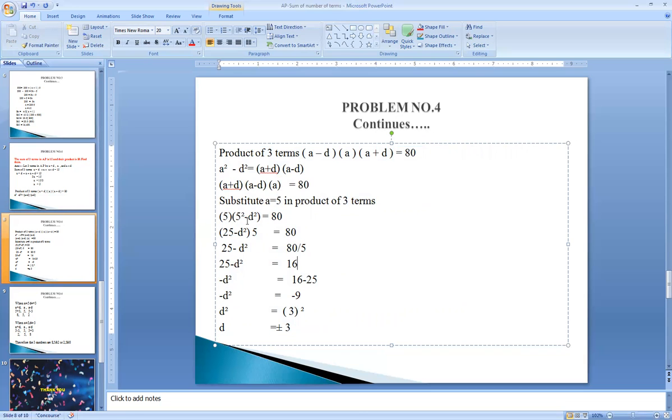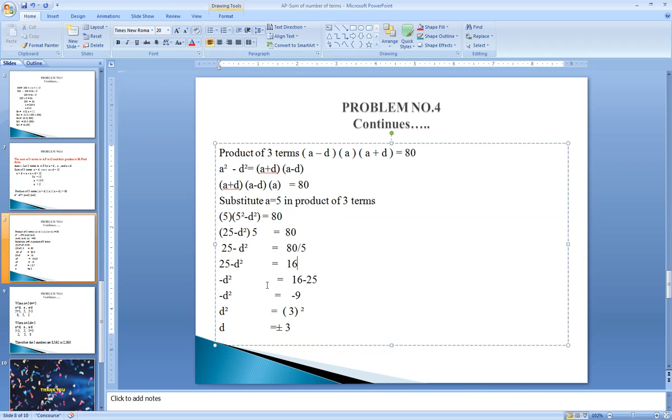Here, if we multiply the two terms, we will get a square minus b square. Where there is a, we have substituted the value 5. So first a we write, that is 5 into (5 square minus b square) equals 80. Now we are shifting this single 5 to the right side denominator. So 5 square is nothing but 25, minus b square. The 5 comes to the denominator, 80 by 5. Therefore, 25 minus b square is nothing but 80 divided by 5, that is 16.